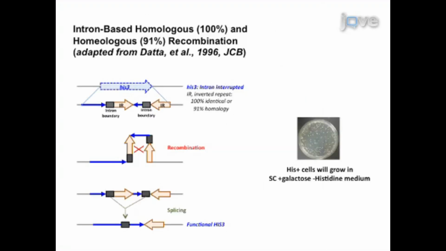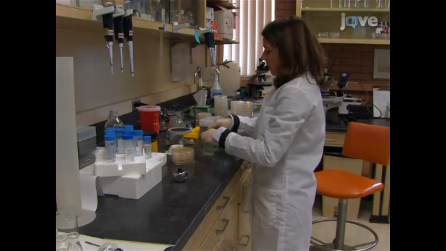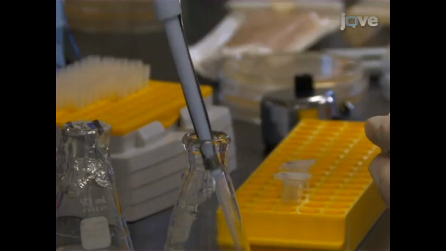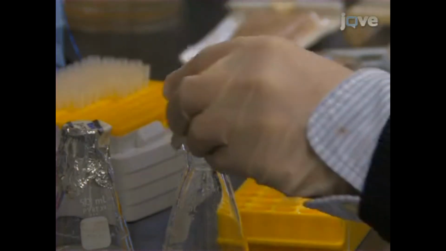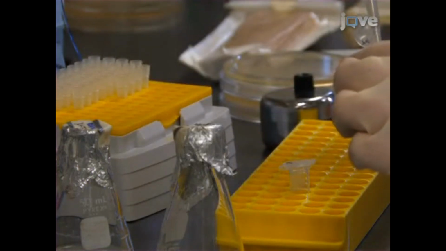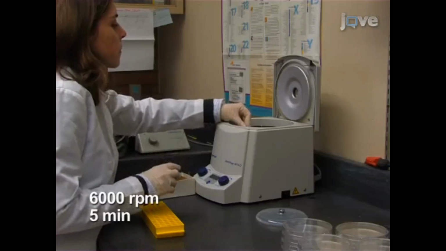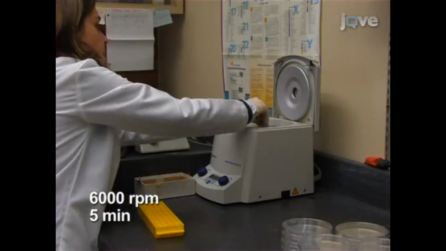Recombination between the IRs allows the expression of functional His3 protein. Therefore, cells in which recombination has occurred will grow on histidine dropout plates supplemented with galactose. On day 3, when cells are in stationary phase, an appropriate amount of cells will be removed from each aging culture. Since the same procedure is used for all the assays, only one sample will be processed for the purpose of this video. Pellet the cells by spinning in a benchtop centrifuge.